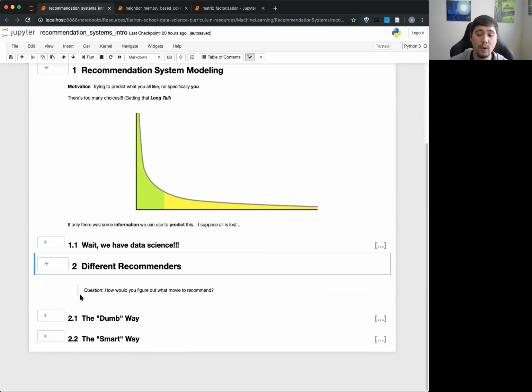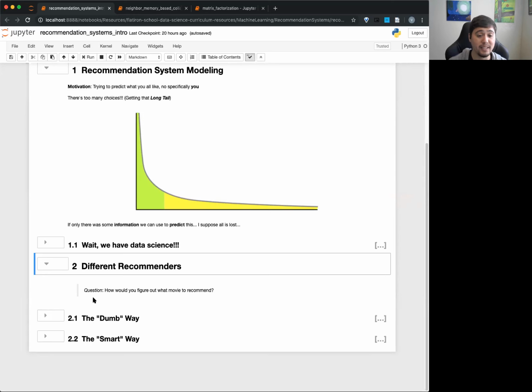So how would we recommend a movie? If I were to ask you, what movie should I watch? What are some ways you would recommend a movie to me? Think of a random person who comes up to you and asks, what movie should I watch? Well, you might ask what type of movies they like, or what genre. You might ask, what movies do you like? So I'm going to say the really dumb way.